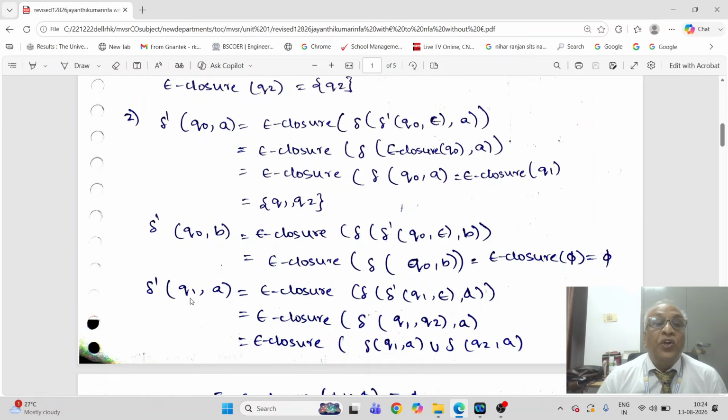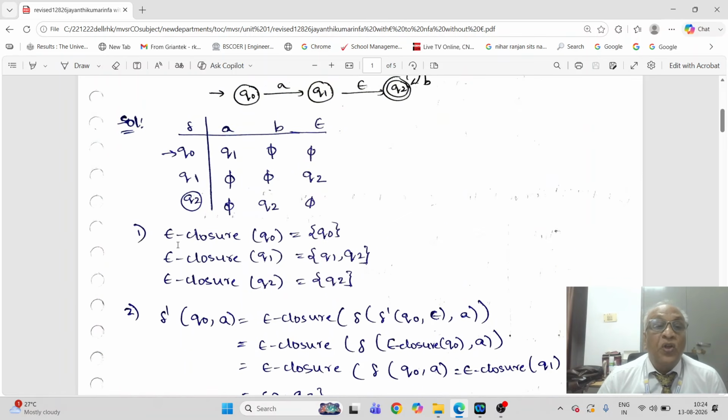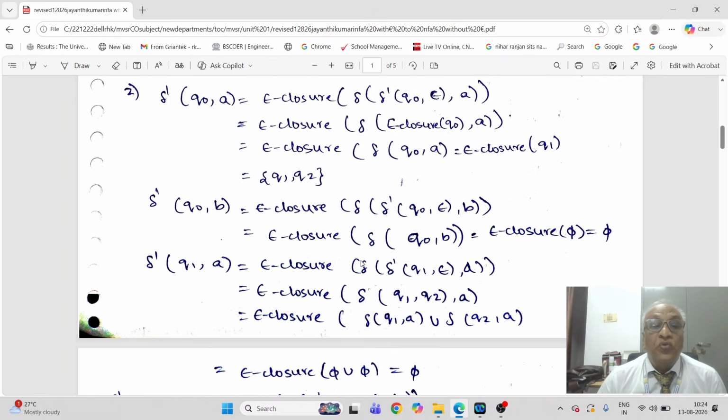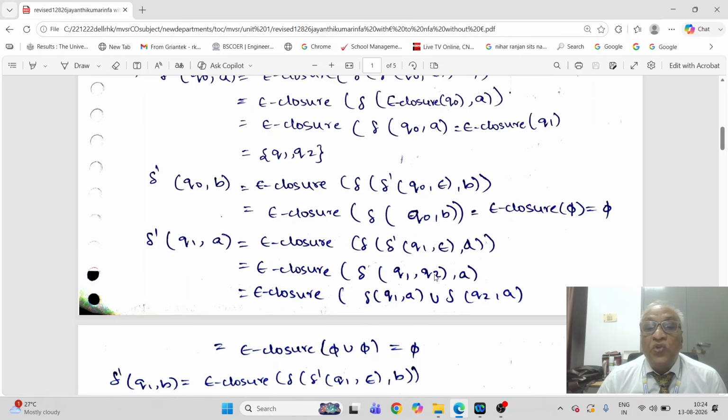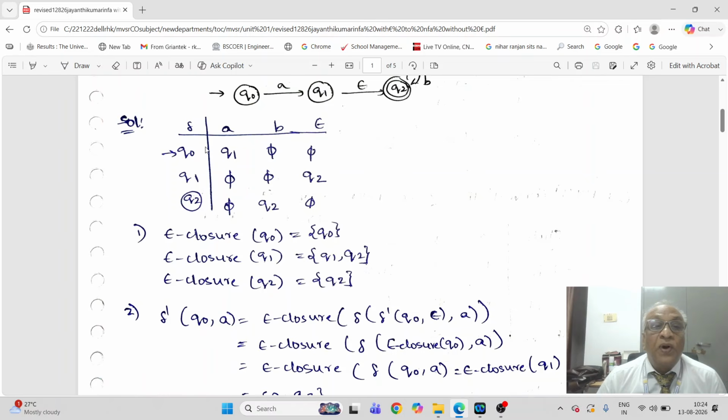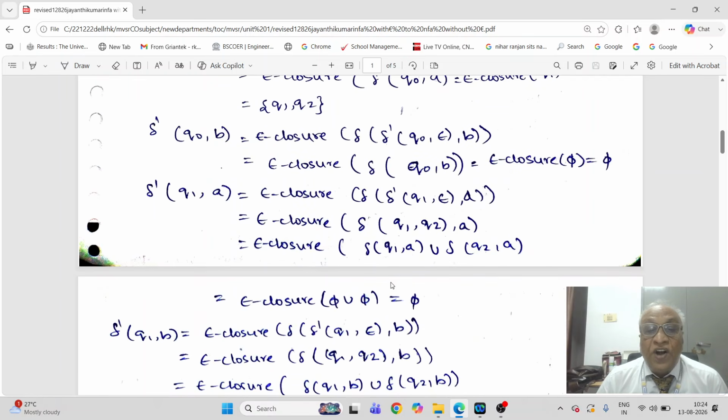Similarly, delta dash of Q1 comma A. So that will be epsilon closure of delta dash of Q1 comma epsilon comma A. So here Q1 comma epsilon indicates epsilon closure of Q1. What is the epsilon closure of Q1? Q1 comma Q2. So now we have delta of Q1 comma Q2 comma A. This can be found out using delta of Q1 comma A union delta of Q2 comma A. So delta of Q1 comma A will be phi and delta of Q2 comma A will also be phi. So that will be phi union phi, and epsilon closure of phi union phi will be phi only.